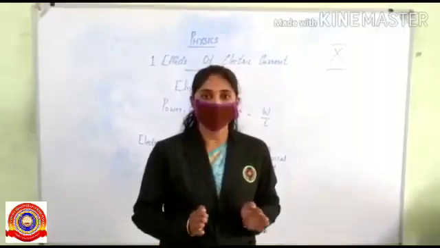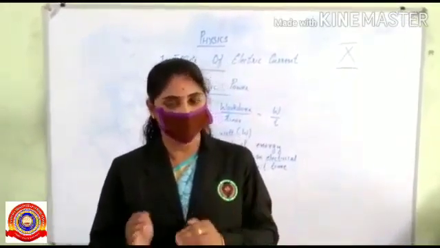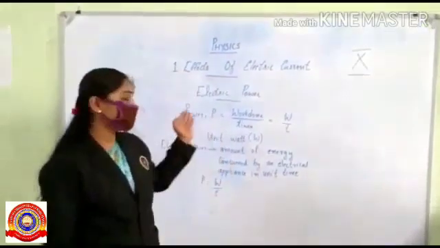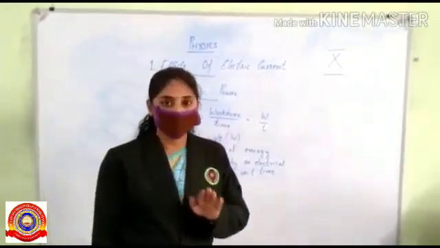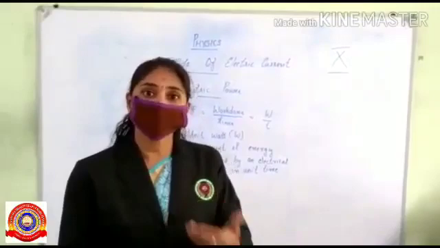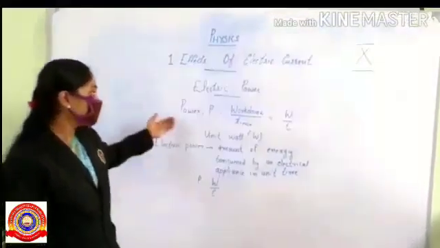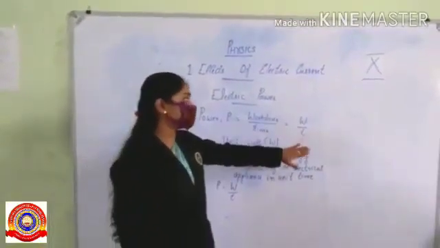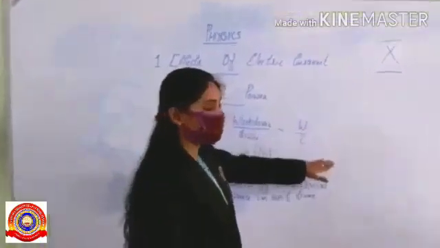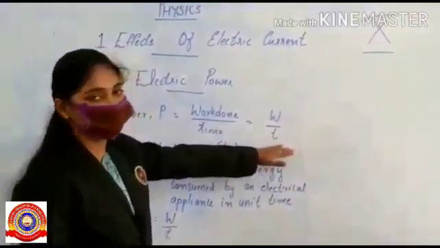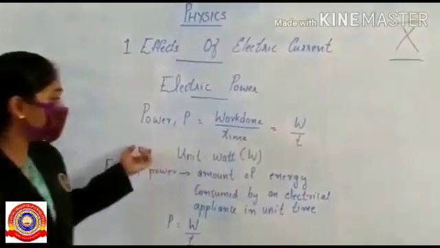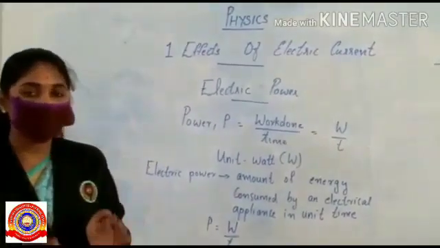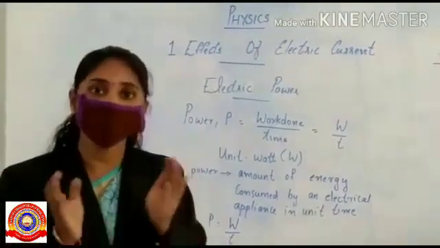In the previous video, we already learned some of the important concepts of our first chapter, effects of electric current. Today we are going to learn about electric power. Before that, we have to remember what power is. Power is the work done by time, that is W by T, and the unit of power is watt, denoted by W. Now we are going to learn about electric power.